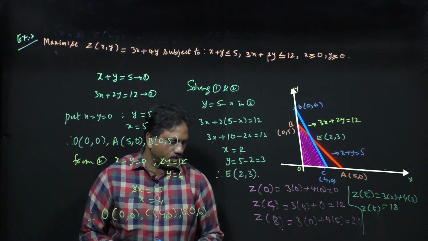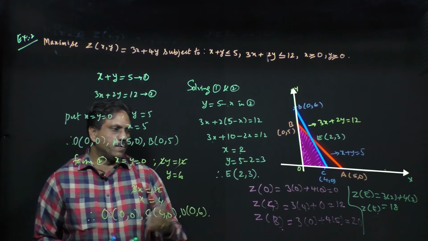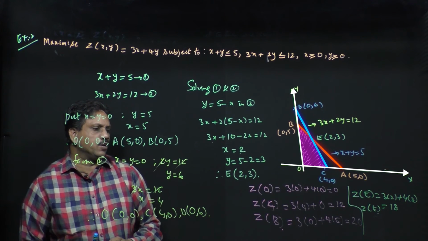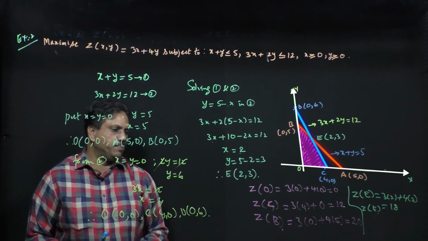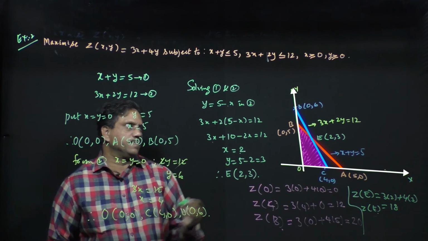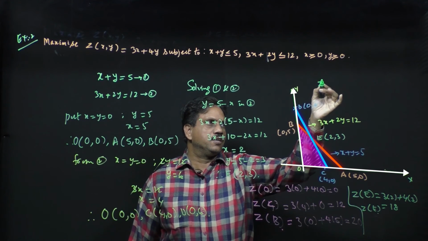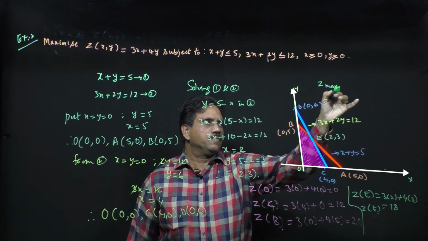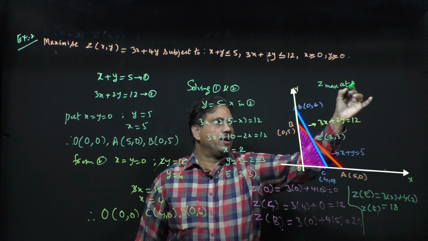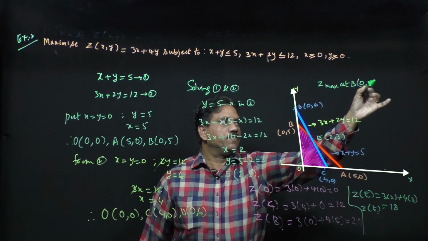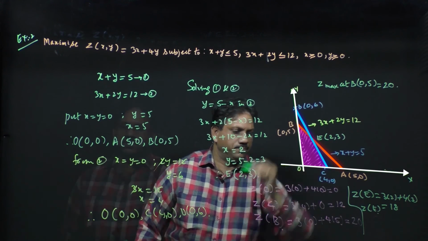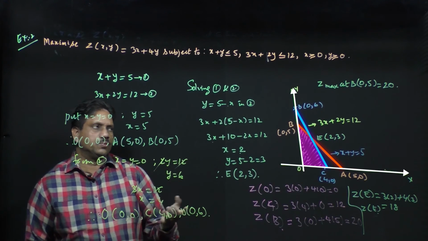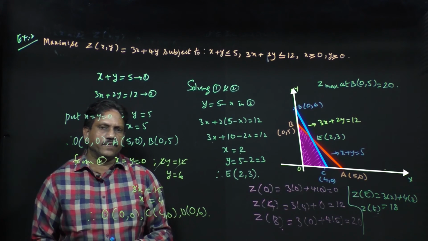Now, of all of them, what is the maximum value? The maximum value is found at the corner point B. So the function Z is maximum at point B, 0 comma 5, which is equal to 20. This is how to solve a problem when two constraint lines are given.